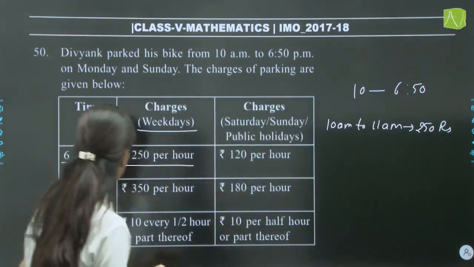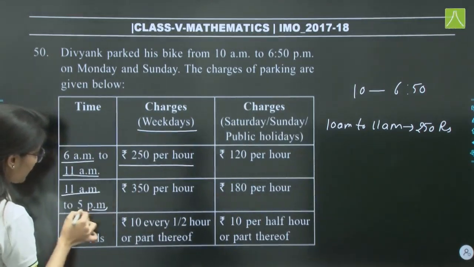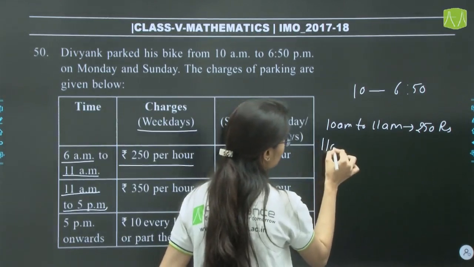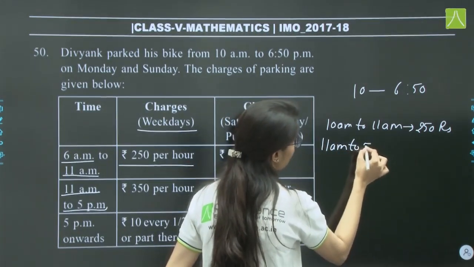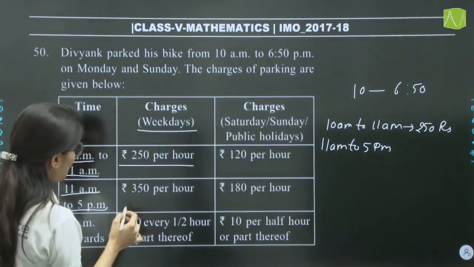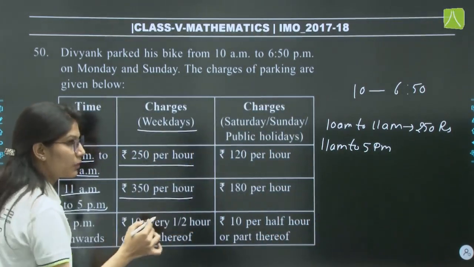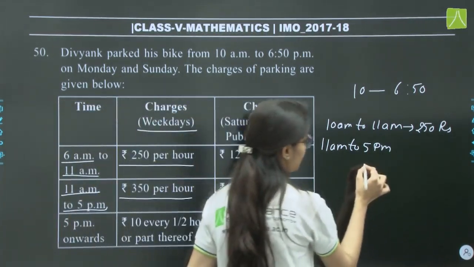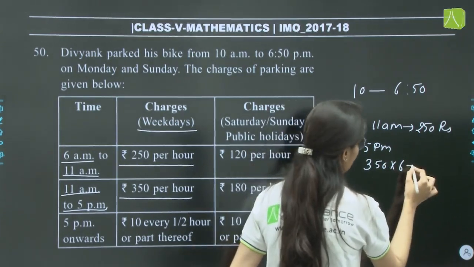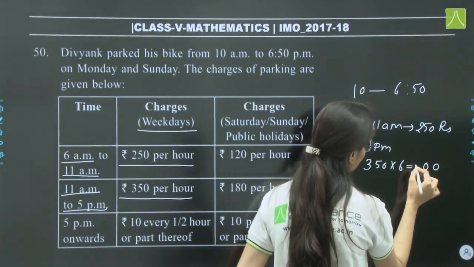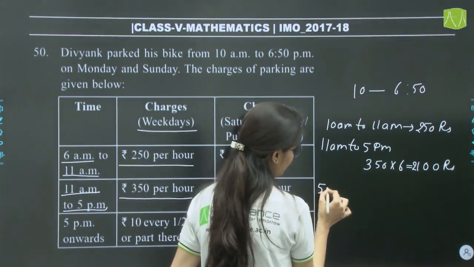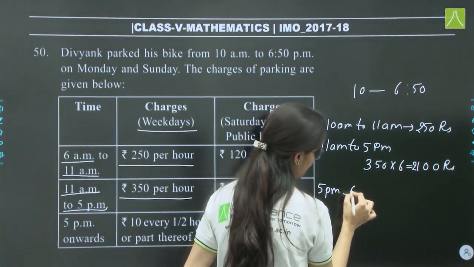Then the second part is 11 AM to 5 PM. How many hours will be here? 6 hours. For 6 hours, the charge is 350 rupees per hour, so we multiply 350 by 6. It's 2100 rupees.